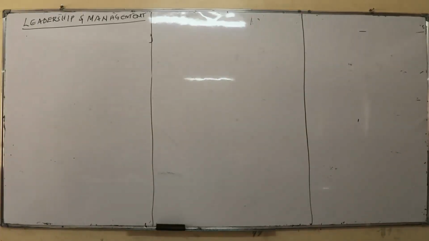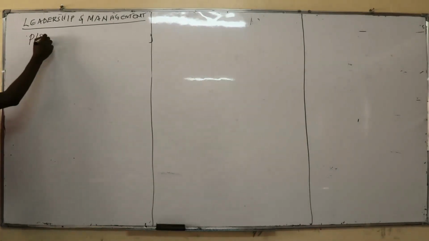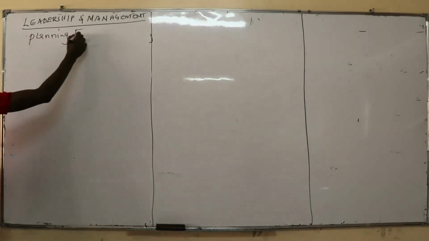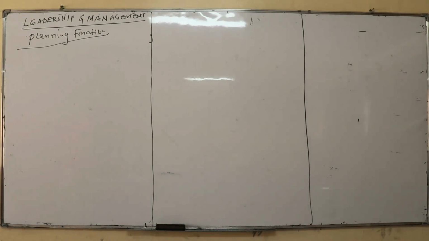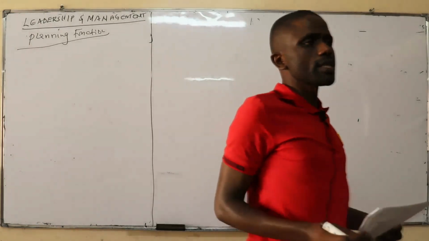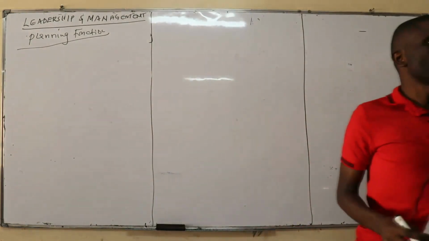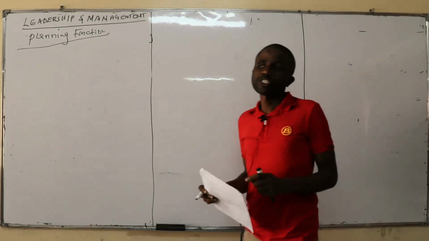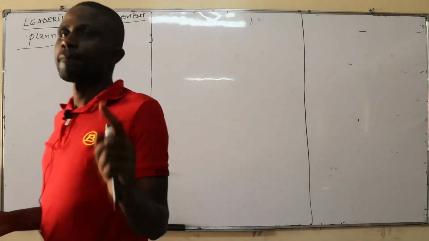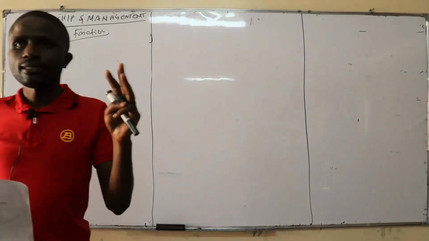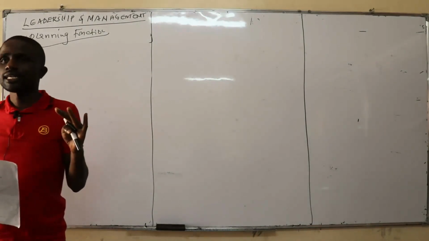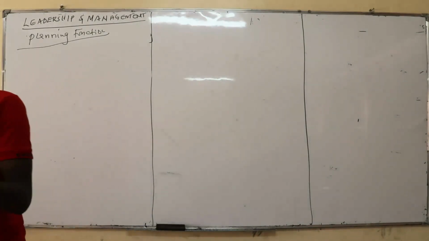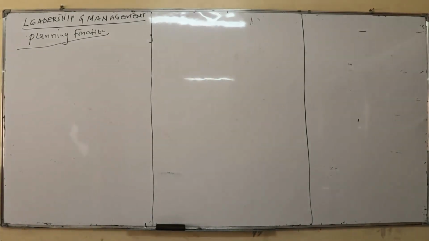We are going to discuss planning function. Under the syllabus, it's topic 4.1. So remember, we talked about the management functions, and we said the management functions are planning, organizing, staffing, directing, also called leading. Directing is also called leading. Indeed, that's why in the syllabus you can see it's called other functions of management.